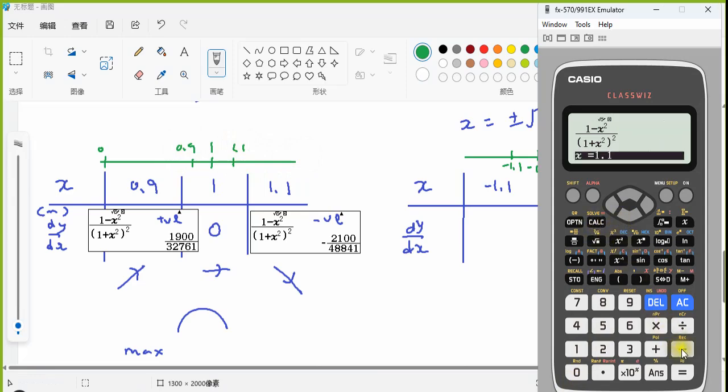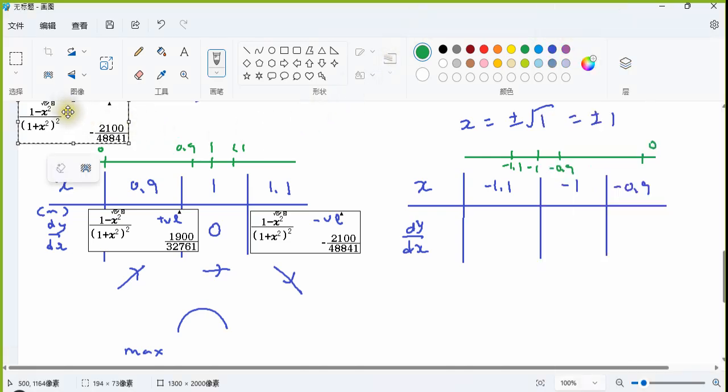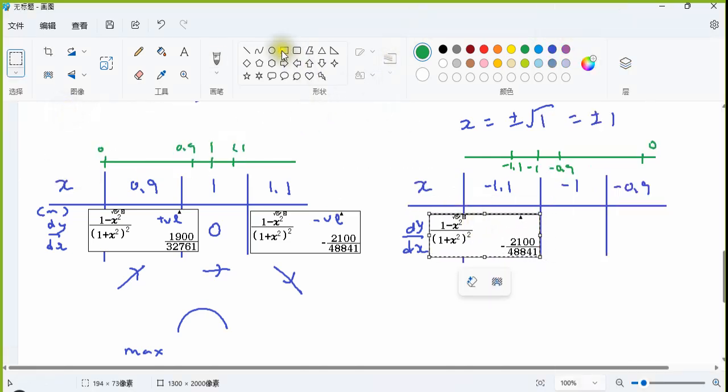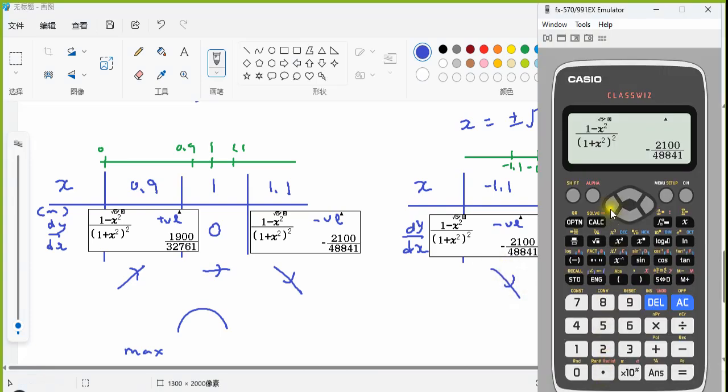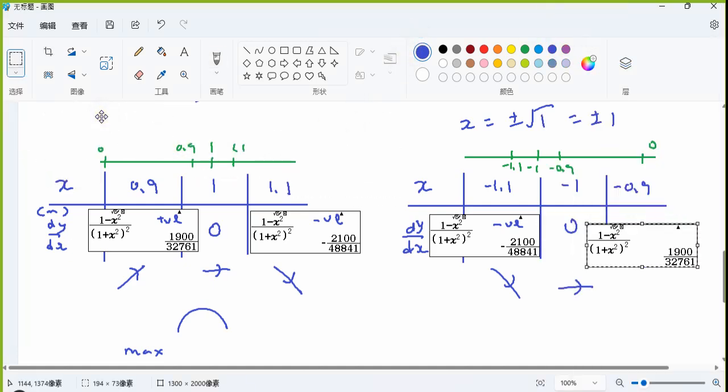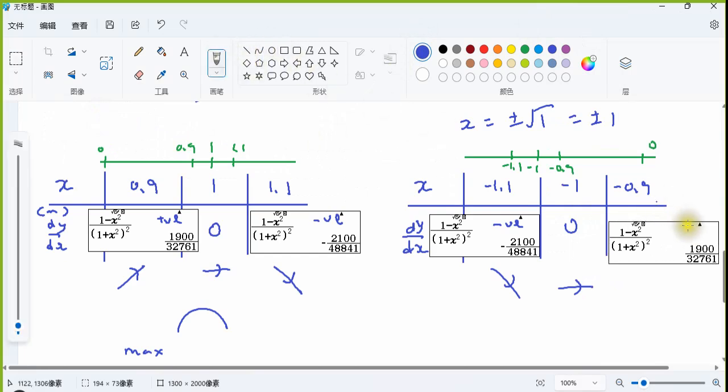So we substitute with negative 1, then it's 0. And we substitute with negative 1.1, then it is a negative value. So this is 0, this is a negative value, go down. Okay, and we substitute with negative 0.9, then it is a positive value. So this is positive, go up. So this is the minimum point.